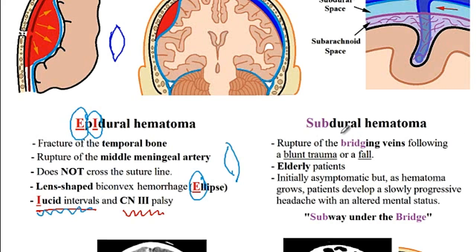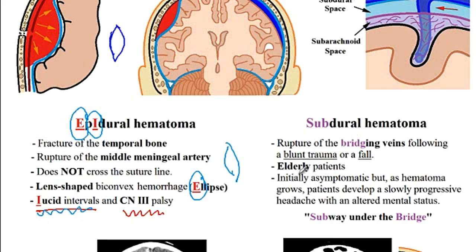The next condition is subdural hematoma, which is from the rupture of bridging veins that usually happens from blunt trauma or a fall. This condition is more commonly seen in elderly patients. Now, can you come up with a reason why subdural hematoma is more commonly seen in elderly patients?